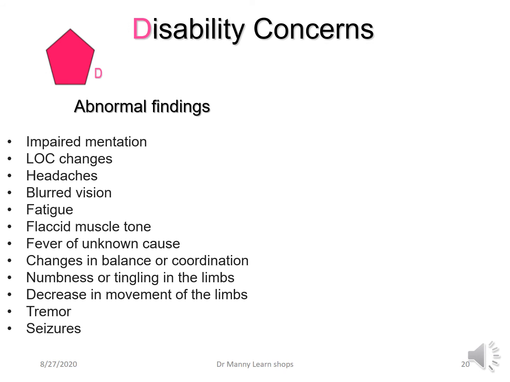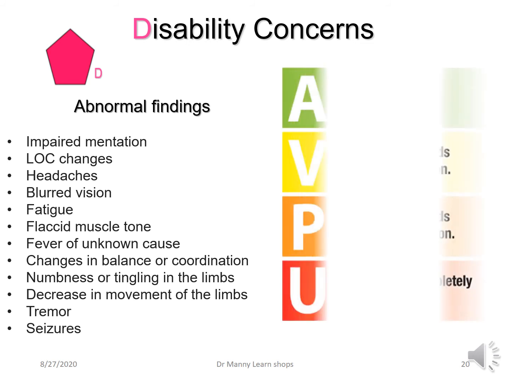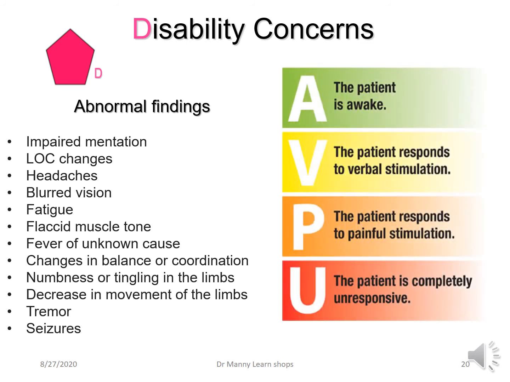Disability concerns deal with abnormal findings such as impaired mentation at a level of changes in their conscious state, headaches they may complain of, maybe blurred vision or appear fatigued, flaccid muscle tone. They may have a fever of unknown origin. Changes could be related to their balance or their coordination. They could have numbness or tingling in the limbs, which they can tell you about if they're old enough. There can be decreased movement in the limbs, they could have a tremor, they could even have seizures.